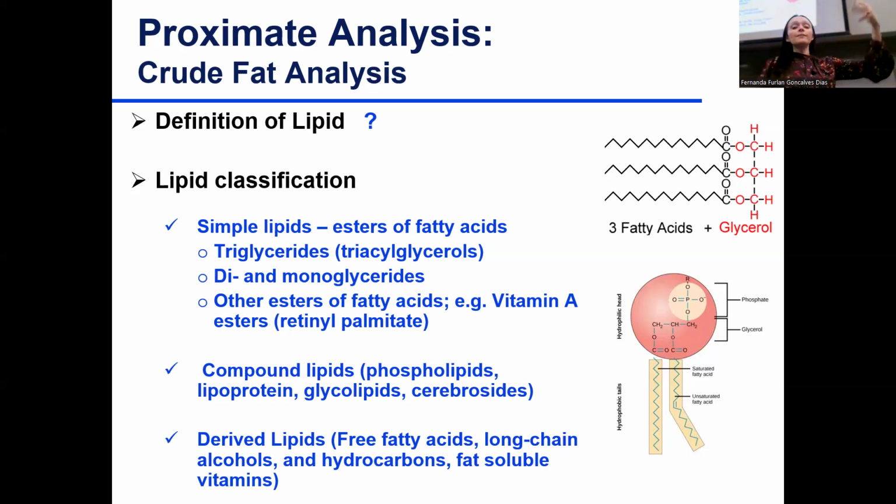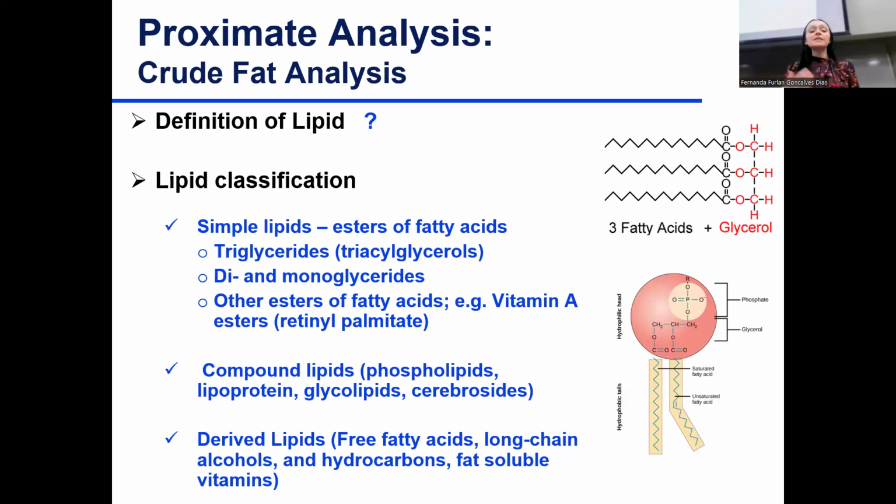Lipids are divided into three main classes. We have simple lipids, which are just esters of fatty acids. So you have a glycerol backbone esterified to three fatty acids. This is our triacylglycerol. If your glycerol is esterified to only two, you have a diacyl, only one, a monoacyl. Remember, you have the hydroxyl groups on the other carbons of the glycerol.